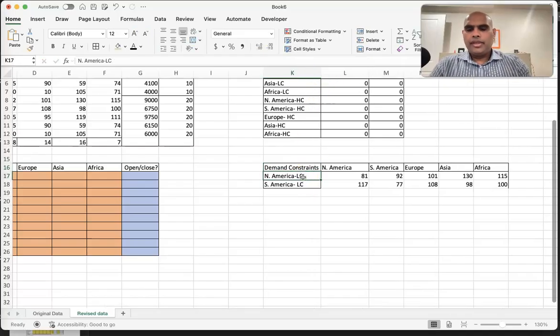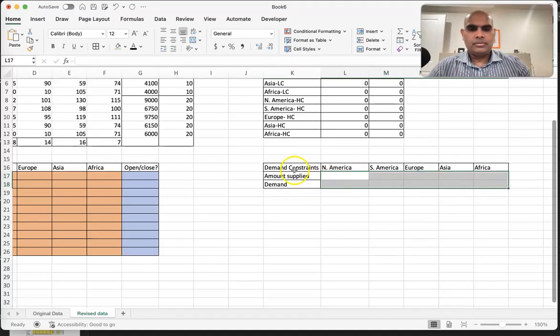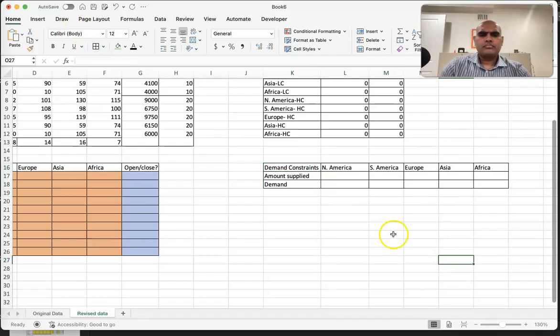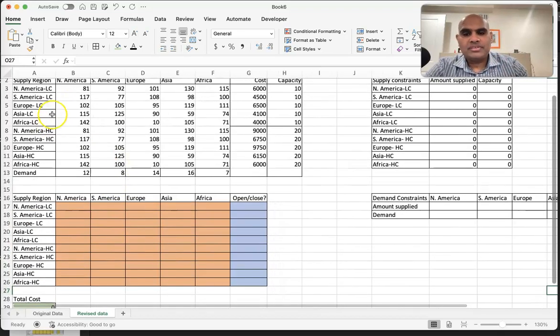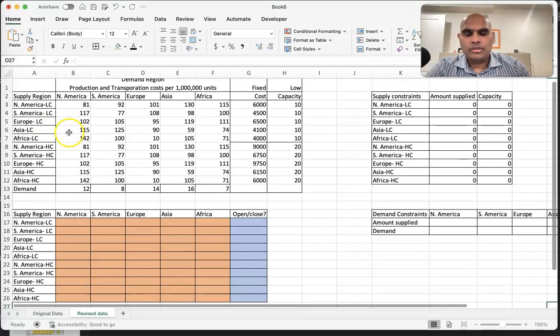So I'm going to say the amount that is supplied to each of these demand regions, and then this is the actual demand. Get rid of these. So what is the total number of units that are supplied to North America? To the demand region North America, not the high capacity or low capacity plants. You're talking about the demand region of North America, right?